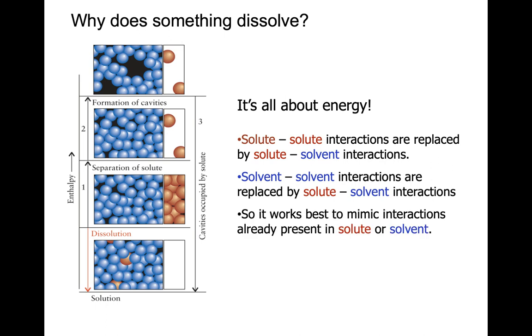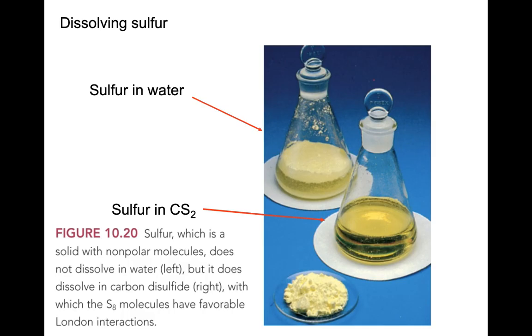So this tends to work best if we can mimic those interactions that are already present in the solute or already present in the solvent. So you may have heard this rule as like dissolves like. So it's really about whether those interactions are similar in the solution as they were in the solid and in the solvent, then things tend to dissolve. So for example, we've got sulfur here in water, a nonpolar solid in a polar solvent. It doesn't dissolve very well. The sulfur, however, does dissolve in carbon disulfide, which is also nonpolar. So similar interactions in the solvent and solute, so it does dissolve.